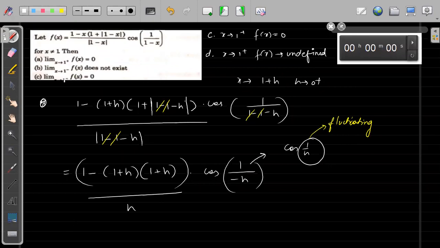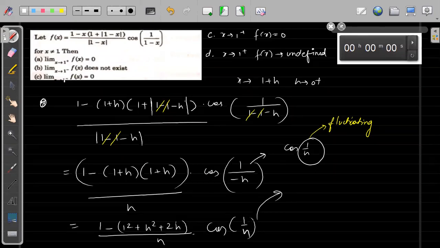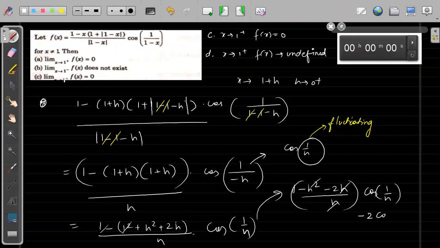So right now we can see this part: 1 minus this whole square, so 1 square plus h square minus plus 2h divided by h into cos of 1 by h, because cos is an even function, I can write minus 1 by h. So this gets cancelled, you will have minus of h square, minus of 2h divided by h into cos of 1 by h. This h will get cancelled with this, so you will have minus 2 into cos of 1 by h.